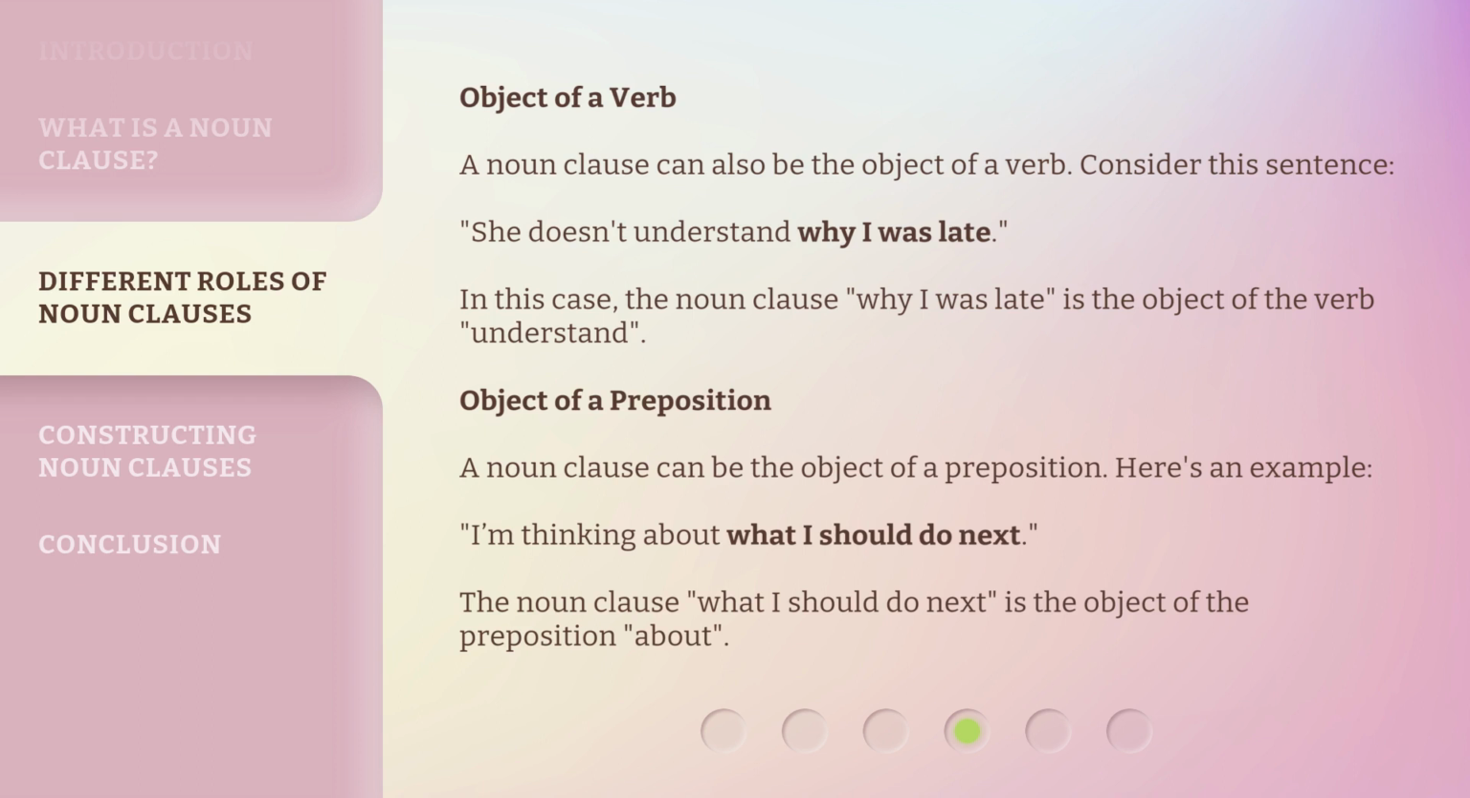Object of a preposition. A noun clause can be the object of a preposition. Here's an example. I'm thinking about what I should do next. The noun clause, what I should do next, is the object of the preposition, about.